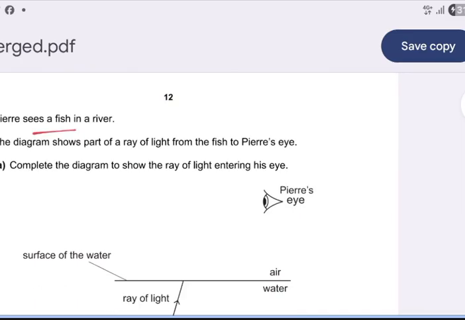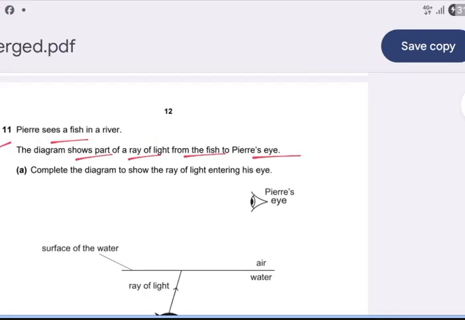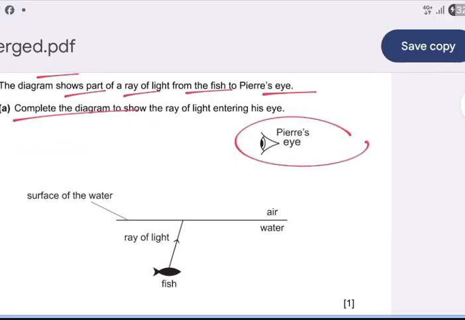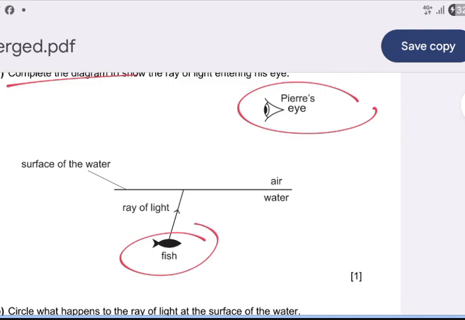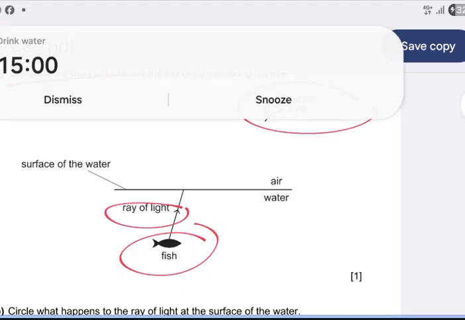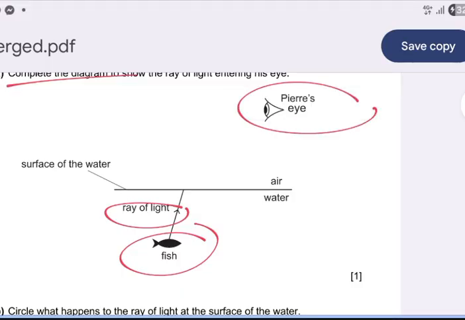The diagram shows part of a ray of light from the fish to Pierre's eye. Complete the diagram to show the ray of light entering his eye. So this is Pierre's eye. This is the fish. Do you think the ray of light is coming from the fish? Because we said the objects reflect the light, remember? Not the eye bringing the light. So when the fish reflects the light and this light goes out from the water, it will move from water to air.